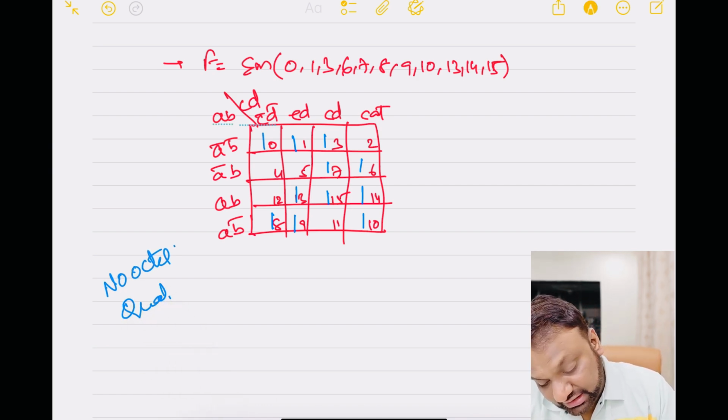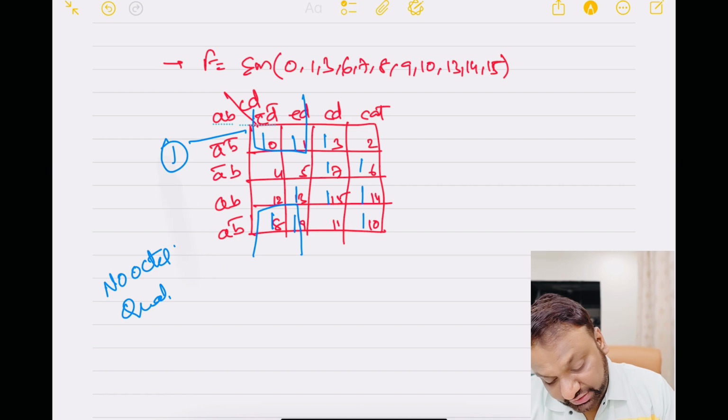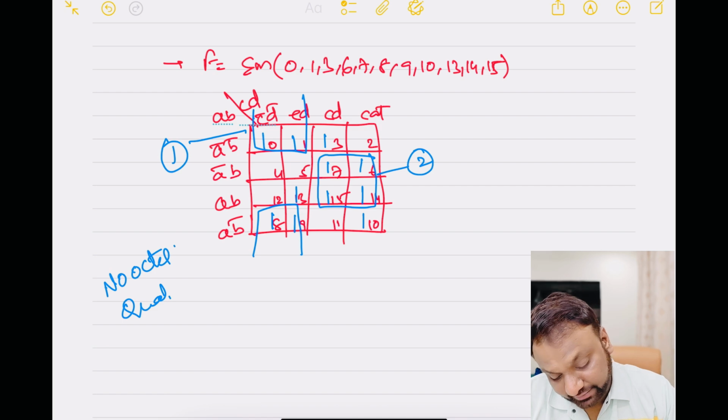You see here I have a quad, this is my quad number 1. And I have a quad number 2 also. Now what is left here? Only this one and this one, right? Our aim is to map all the ones. So I will go with a pair here.